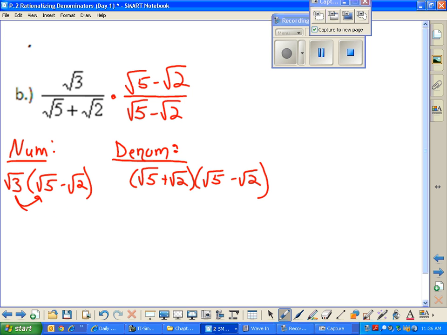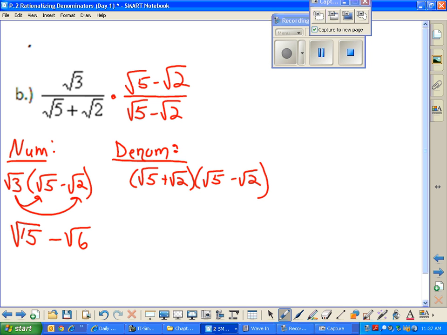I'm going to distribute. So we have the square root of 3 times the square root of 5, that's the square root of 15. Bring down your minus, and then we have the square root of 3 times the square root of 2. That's the square root of 6. Those can't be combined because they're not like radical parts. And they can't be simplified either. No perfect squares go into 15. No perfect squares go into 6.